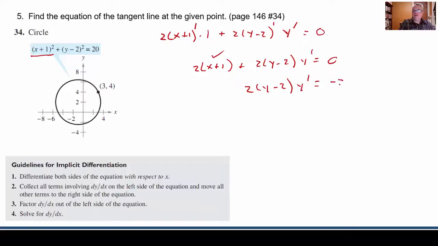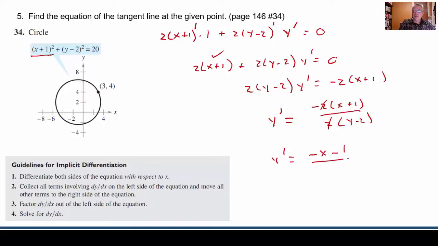Equals negative 2x plus 1. And really, I just got to divide by this stuff here. And I've done it. Solve for y prime. So y prime is minus 2x plus 1 over 2y minus 2. The 2's cancel. So I have minus the quantity x plus 1, so I'll distribute that. We got minus x minus 1 over y minus 2.